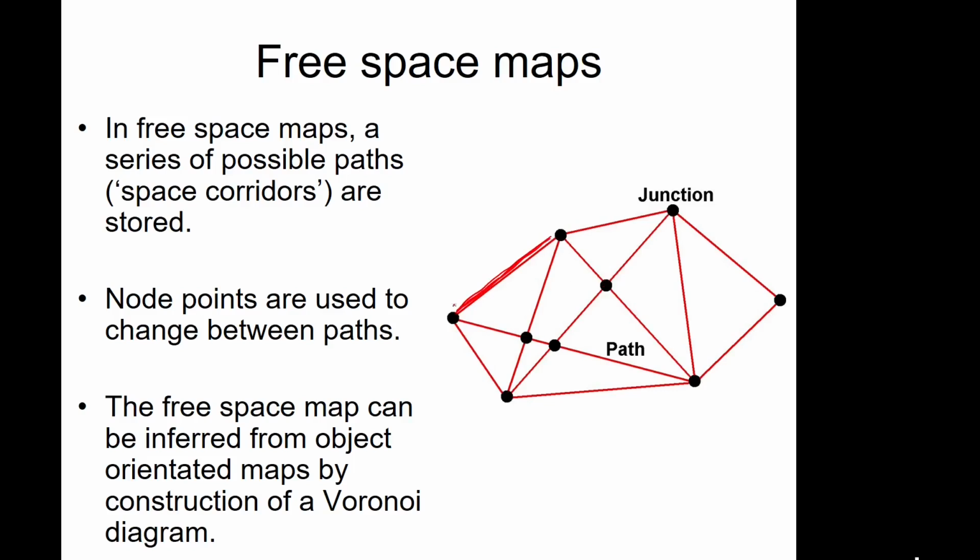The robot is free to move along there because it knows there's no objects. If it wants to get from here to here, it cannot go directly because it doesn't know if there's objects in this area or not. So what it has to do is move along these corridors. It can move along one of the space corridors to a junction and then select another space corridor to walk along to get to where it wants to go.